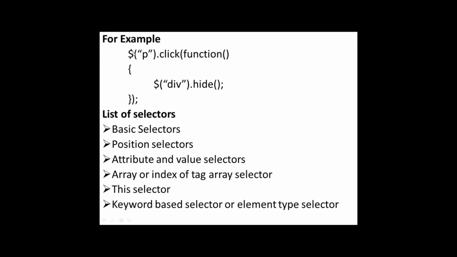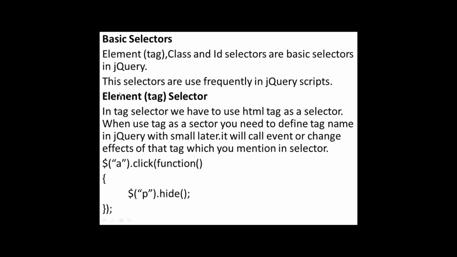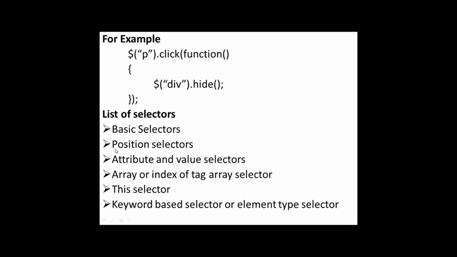Here is the basic example of selectors. We can use the following selectors in our jQuery: basic selectors, position selectors, attribute and value selectors, array or index of tag array selectors, this selector, keyword based selector or element type selector. These are the list of the selectors which we use in our jQuery. We will show all the selector examples one by one.